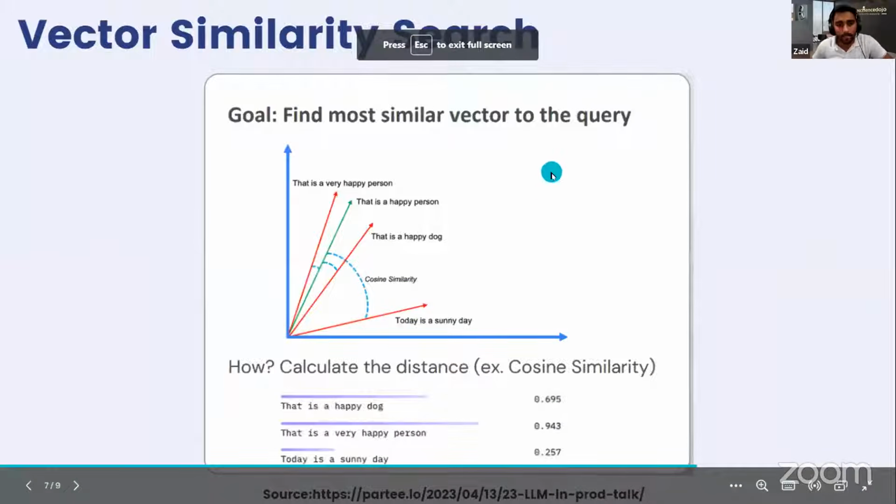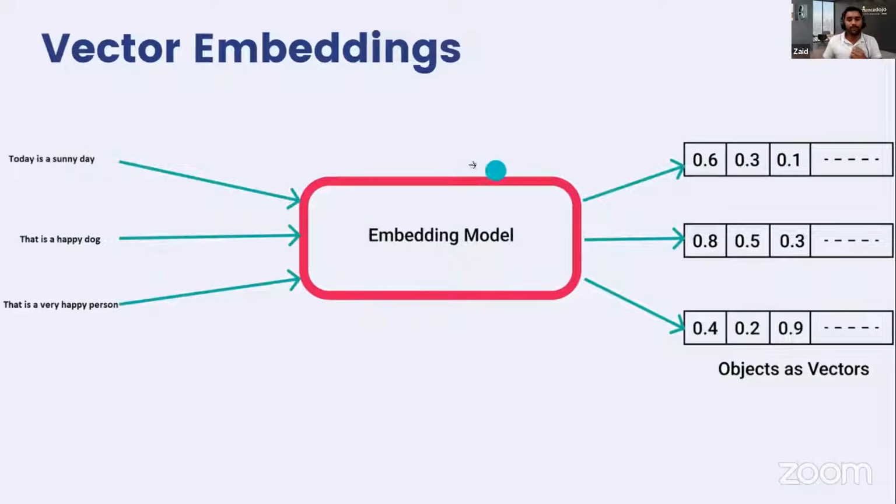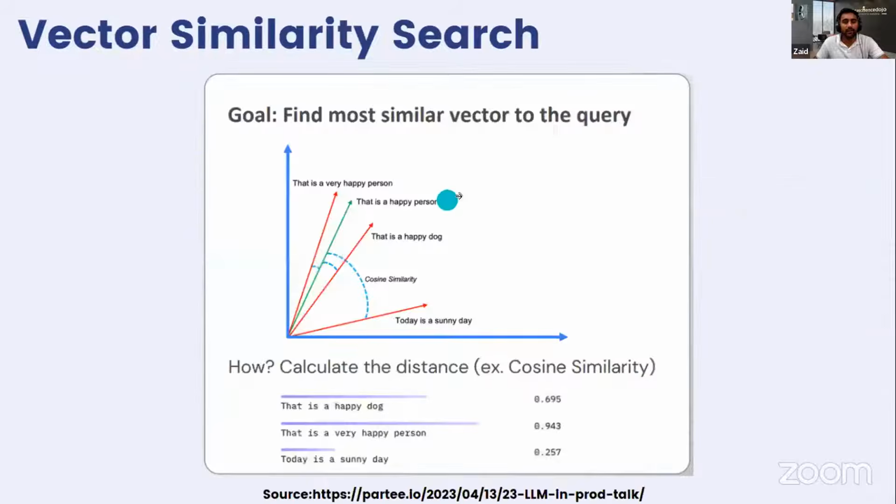As I was talking about vector embeddings, I told you before in this webinar, let's suppose you have three sentences. Today is a sunny day. That is a happy dog. That is a very happy person. You will convert these sentences into vector embeddings, and after that, the vector embeddings are stored in the vector space. LangChain will do the vector similarity search in Redis.